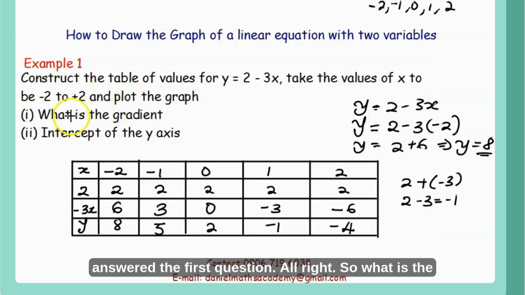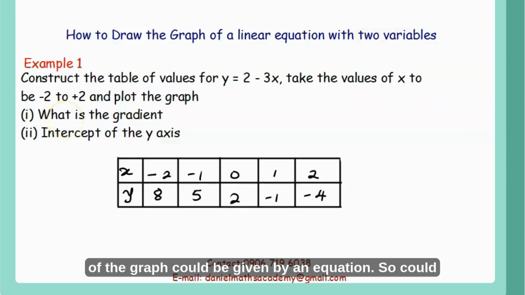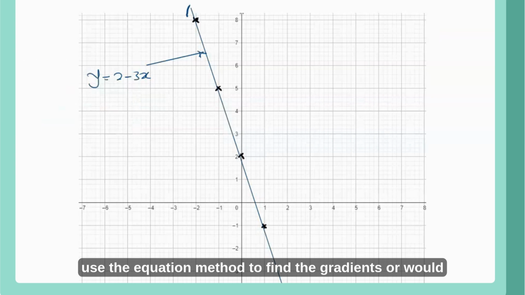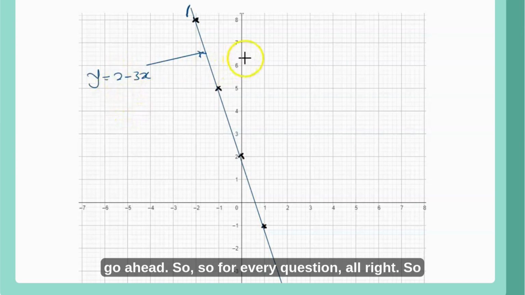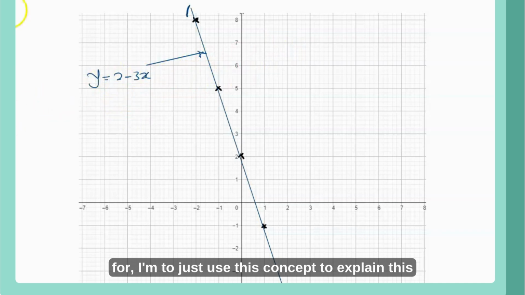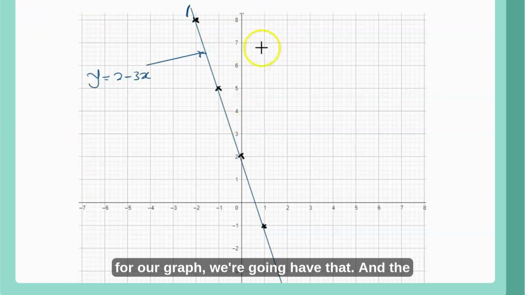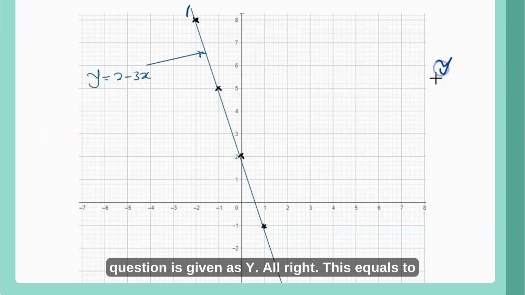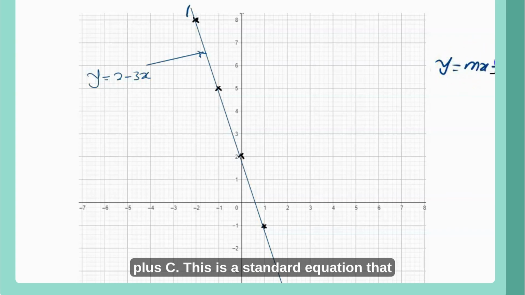All right, so what is the gradient of this graph? Now the gradient of the graph could be given by an equation. So we could use the equation method to find the gradient. For every equation, I'm going to use this concept to explain this. For our graph, an equation is given as y equals mx plus c. This is a standard equation that we have.